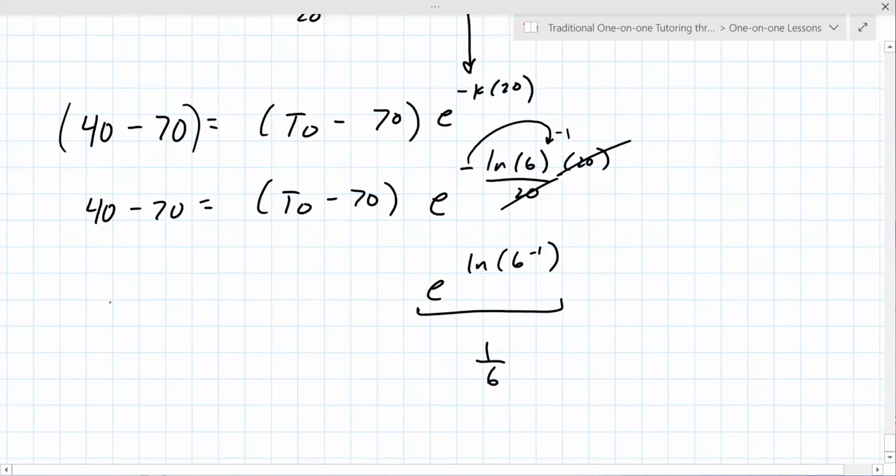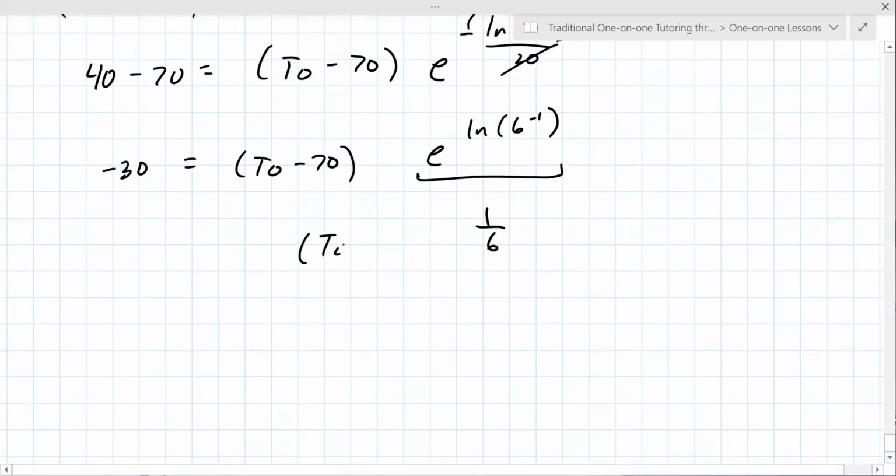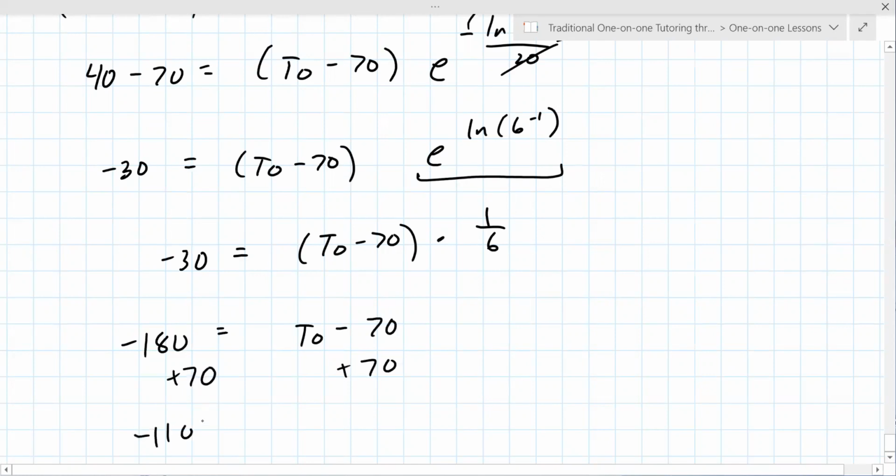This over here on the left is minus 30 equals T0 minus 70 times a 6th. So you multiply by 6 on both sides. I may not have chosen reasonable numbers on here. So you get negative 180 equals T0 minus 70. Add 70 to both sides. So the beam was negative 110 degrees to start.